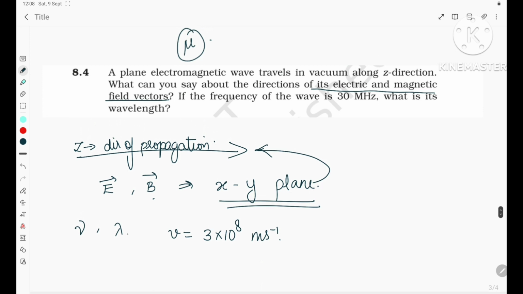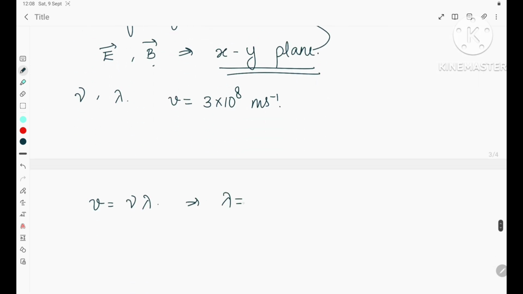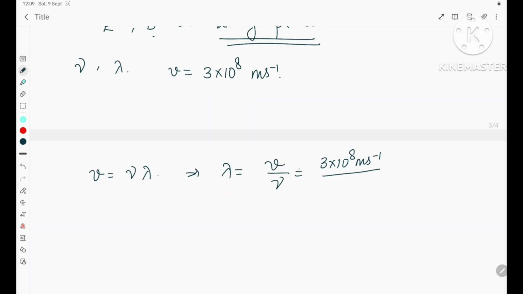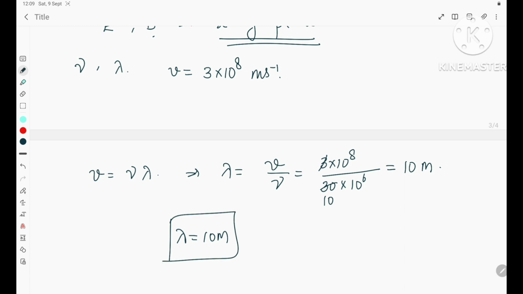What is lambda? From this equation, lambda is equal to V by nu, and V is equal to 3 into 10 to the power 8. So the velocity is 3 into 10 power 8 divided by the frequency, which is 30 megahertz, so 30 into 10 to the power 6. So finally, what is the answer? The answer will be 10 meter. So the wavelength is 10 meter for this particular electromagnetic wave.